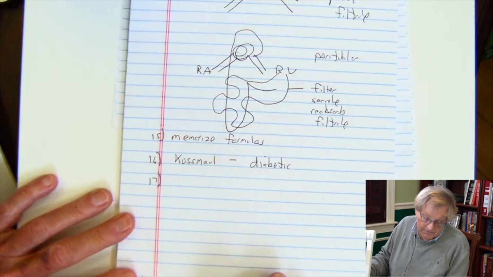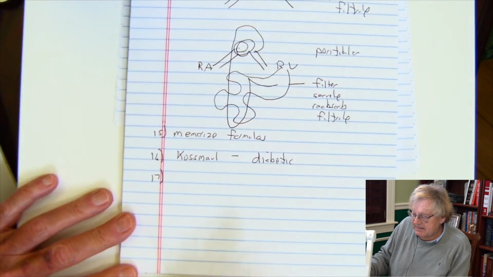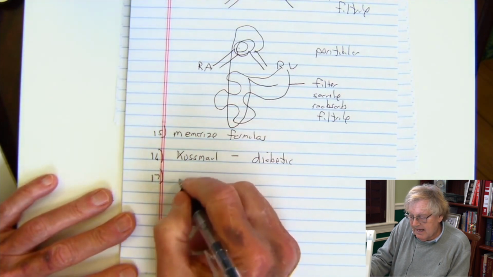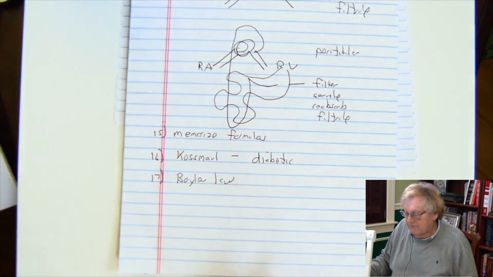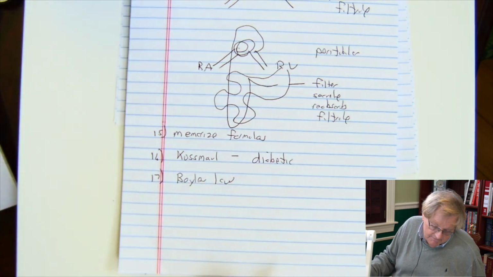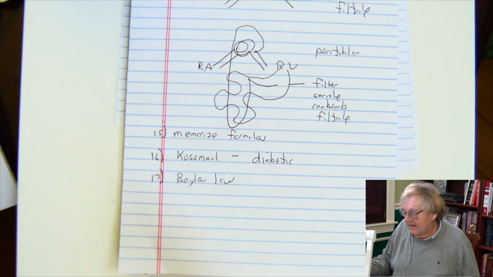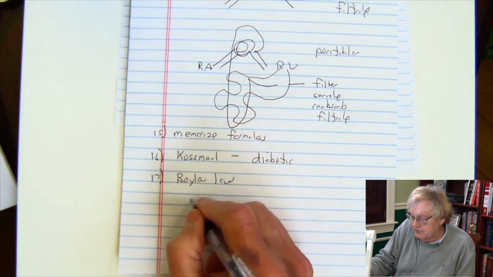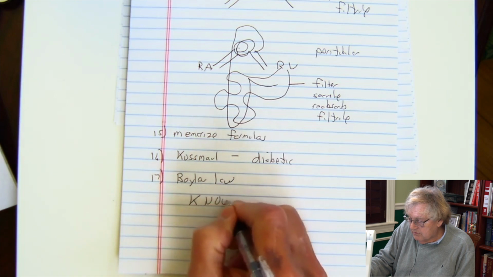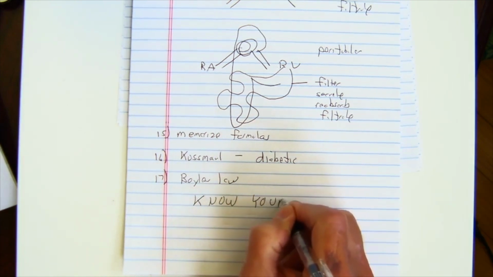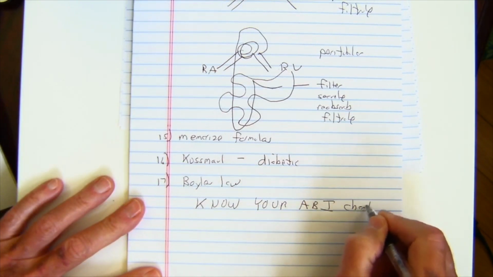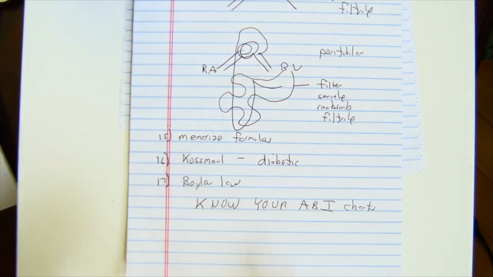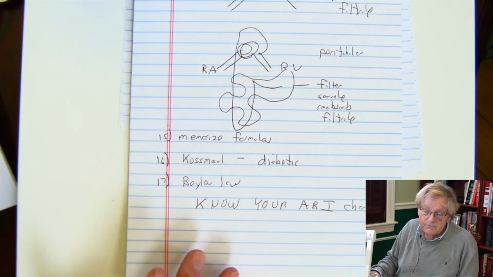17, review the gas laws and know a definition of each. If you look in the book, there's some gas laws, such as Boyle's Law. So look up the 4 gas laws that are in there. Make sure you have a definition. And then finally, I always tell students, make sure you know your ABG charts. Memorize and understand. Don't just memorize the chart, but be able to reproduce those when you're taking an exam.